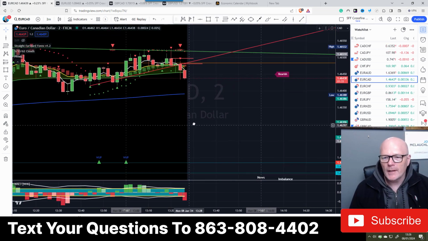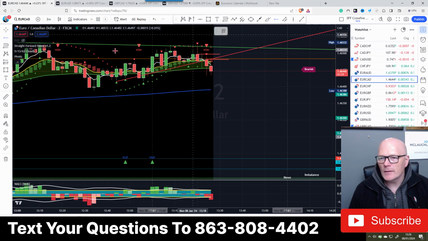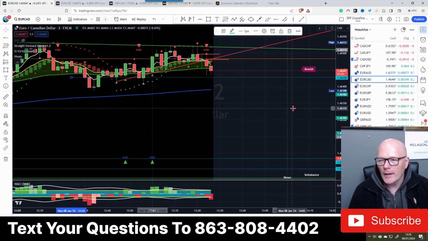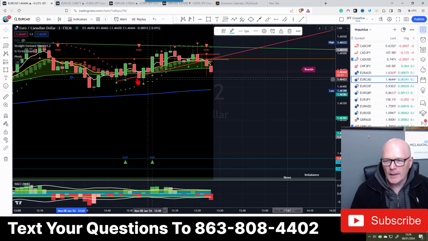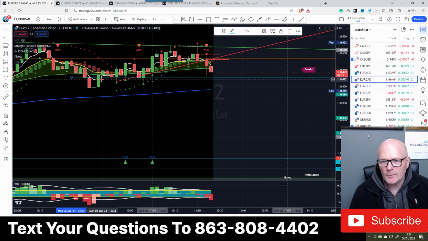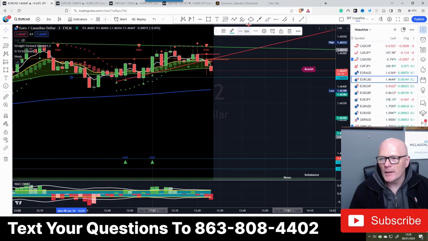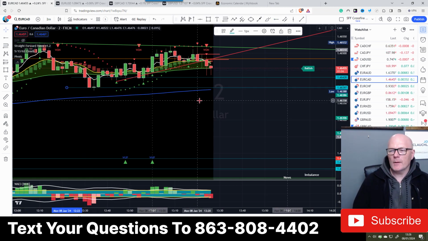And then from here, the first area of interest is going to be about here, about there. It's going to reach about there, and it's going to bounce or break off that line based on previous price action. That's what's going to happen. Our next area of interest, looking at previous price action, is a low there, a low here. It's going to hit there, that's where it's going to go.